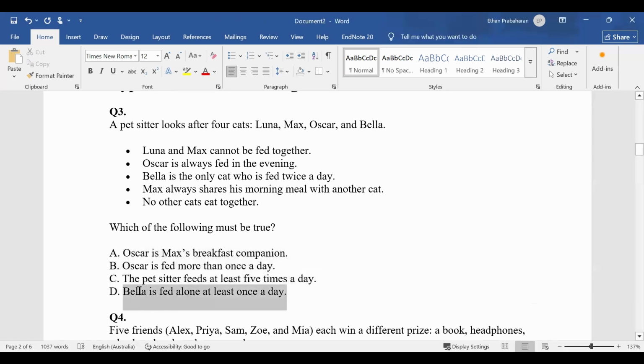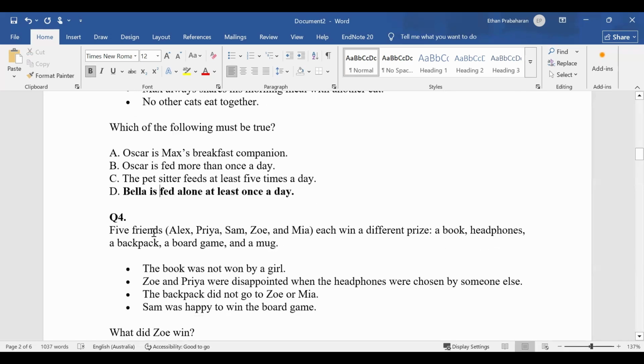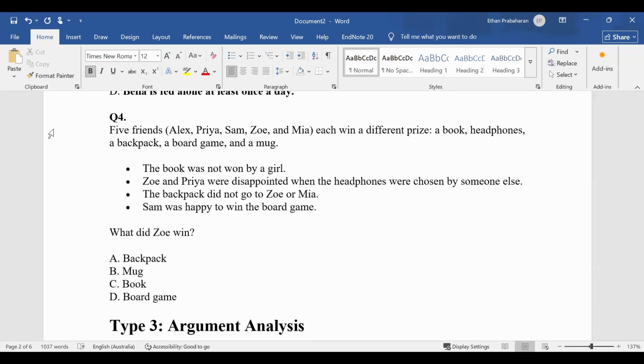All right. Five friends each win a different prize. So we'll just sketch out the names of the five friends. The book was not won by a girl, so it's up to interpretation which names this might be. So let's say the book can't be Priya, Zoe, or Mia.